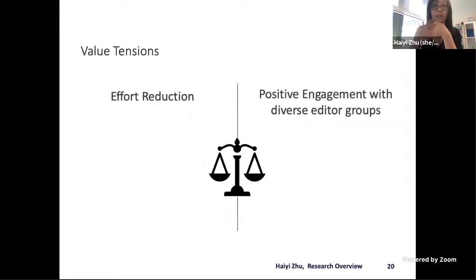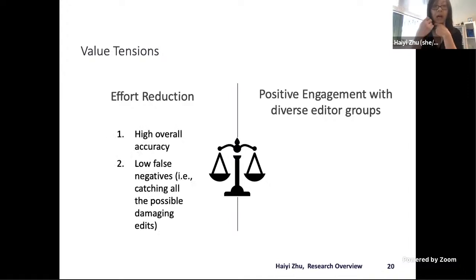Now with these 2 values, when we dig deeper and see how we can map these values into the actual system criteria and design of these ORES tools and applications based on ORES, we realize that there are sometimes inherent trade-offs when we try to implement these values. For example, in order to reduce the effort of community maintainers, we have to try to achieve the highest possible overall accuracy.